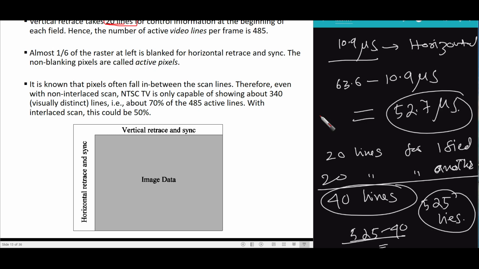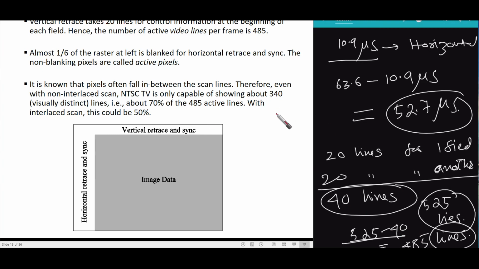So that means it is roughly, we can say, 485 lines, right? 485 lines we can scan if we consider this vertical retracing. Okay.